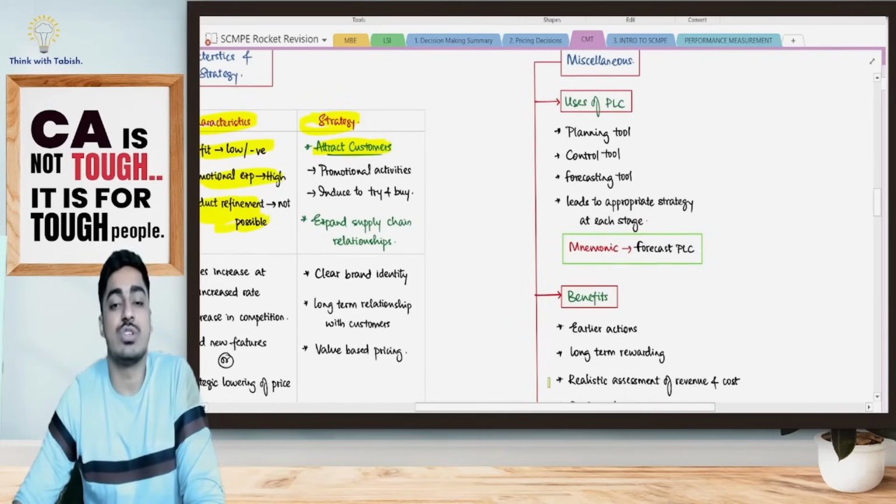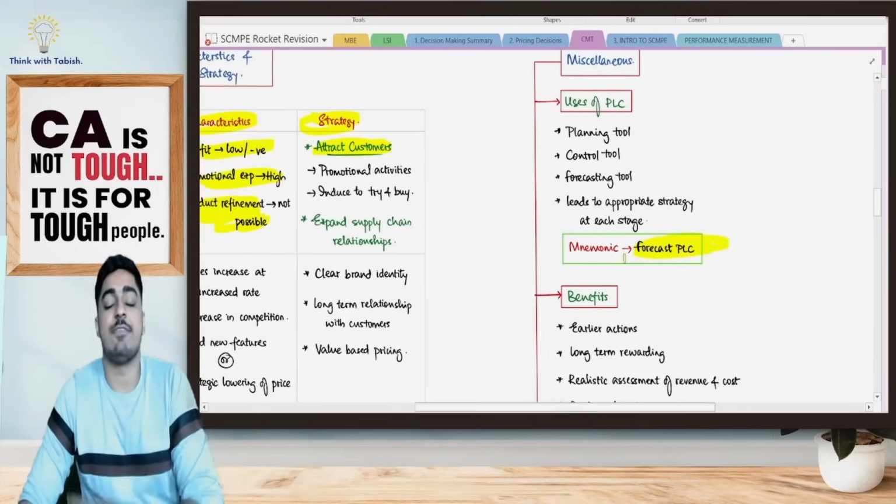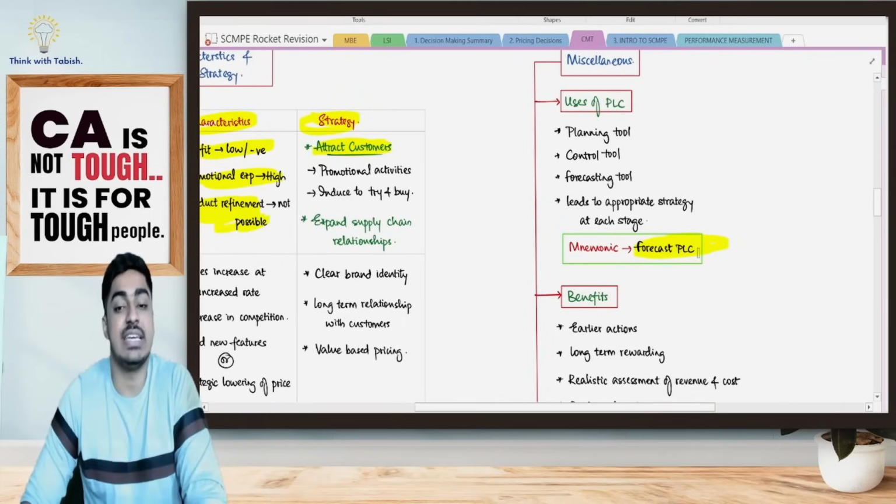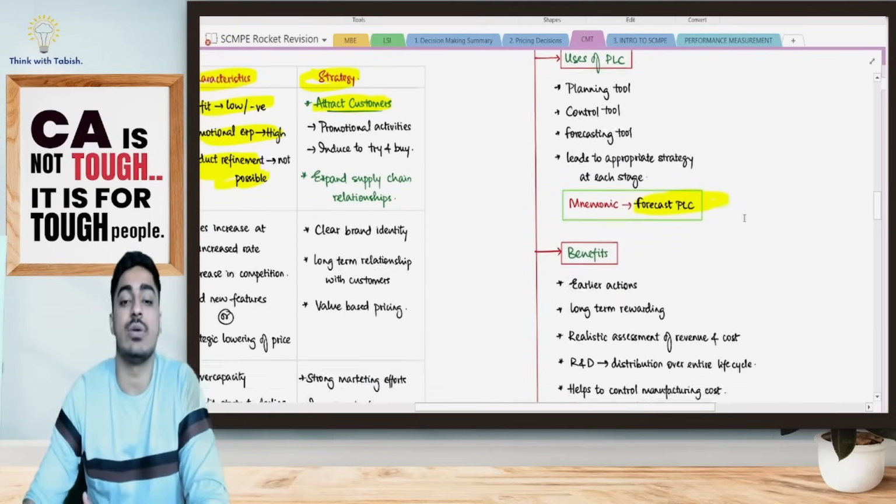Now, miscellaneous areas. What are the uses of life cycle costing? You have the mnemonic FORECAST PLC, forecast product life cycle PLC. F, forecast, can be used as a forecasting tool. P, it can be used as a planning tool. L, it leads to appropriate strategy at each stage. And C, it can be used as your control tool.